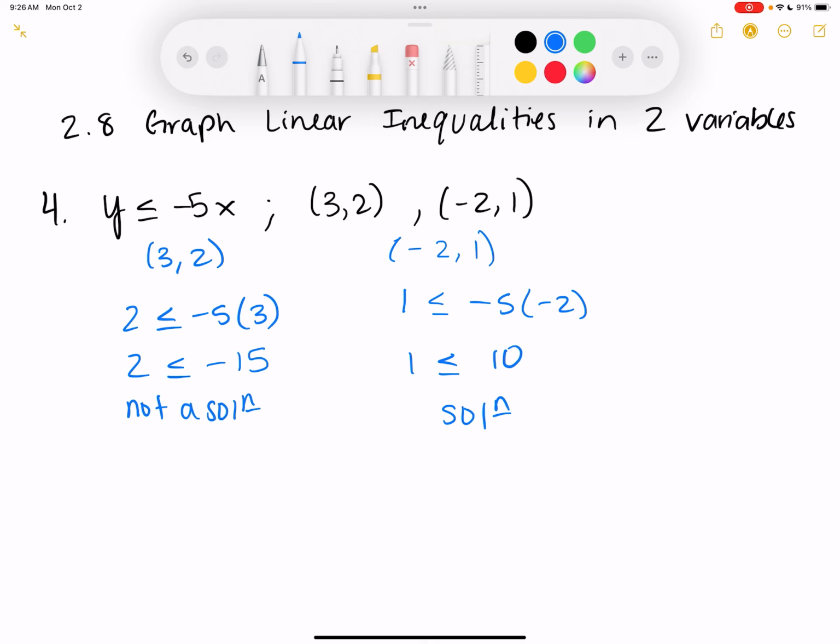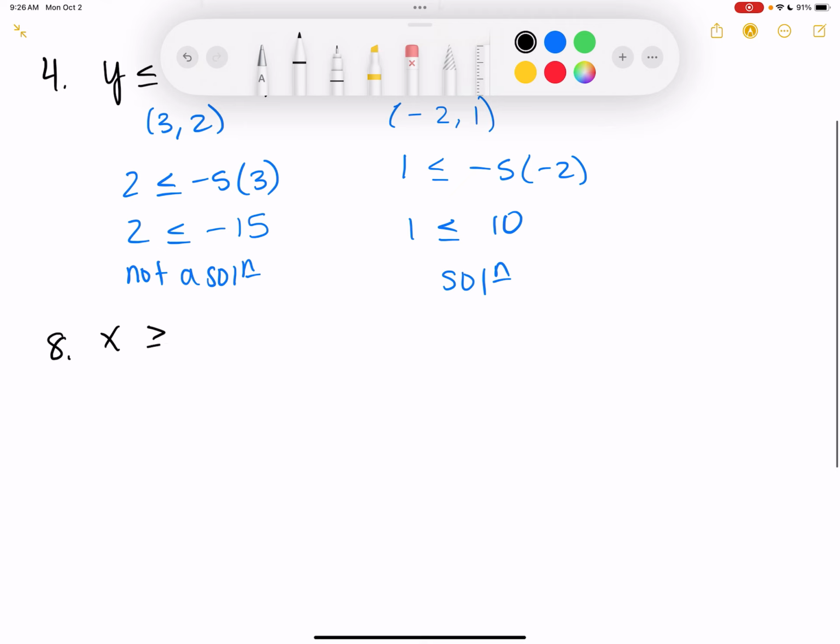All right, let's graph some. If you know how to graph in general, the only thing is shading, making sure you shade the right direction, and keeping up with solid and dotted. So number 8, x is greater than or equal to 6. So, draw my graph, and if you want to use graph paper, you're always welcome to, but you don't have to.